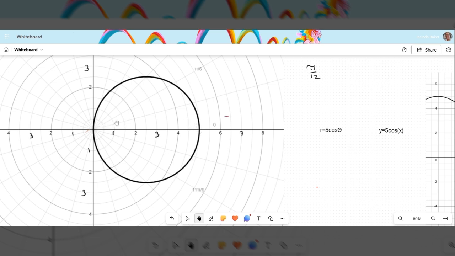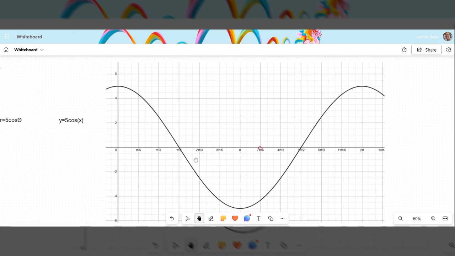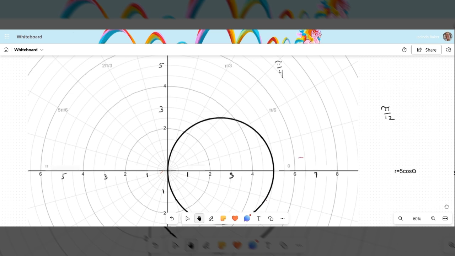If you are at pi over 6, let's say, that's a little less than 4.5, I'd say. And if you come over here to pi over 6, it is also a little less than 4.5. And then if you look at pi over 3, it's about 2.5. Well, actually, yeah, it's right at 2.5. So I come over here, pi over 3 is here, and it's right at 2.5.